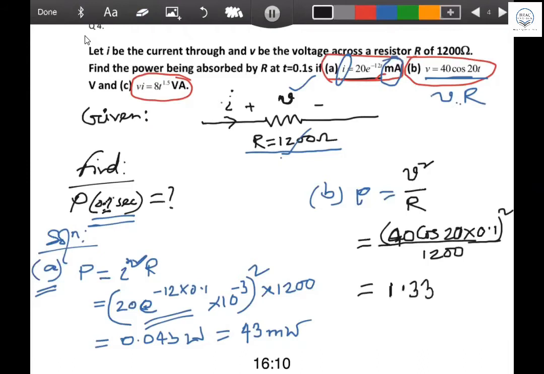1.33. Anyone else got a different answer? No, everybody got the same answer. Yes, sir, same answer. Okay.